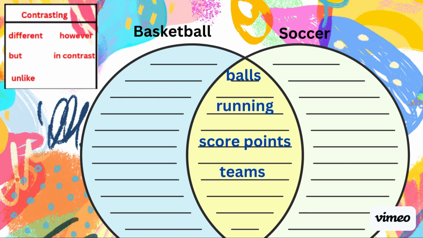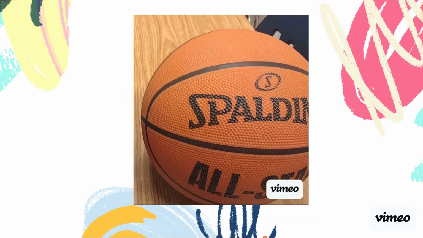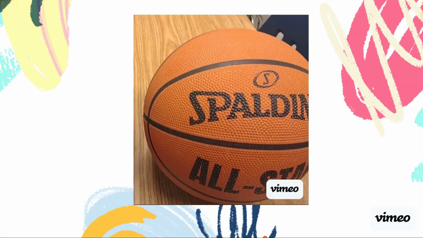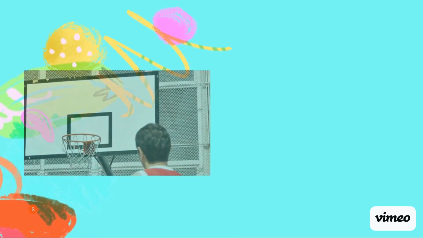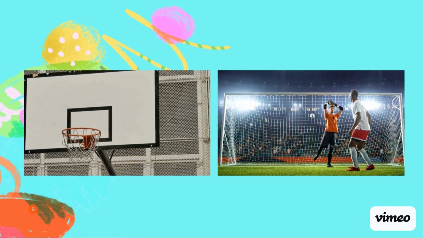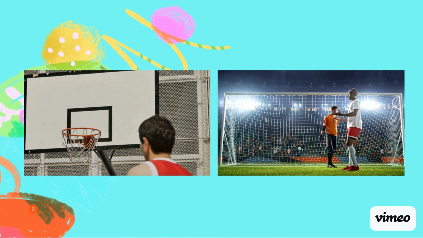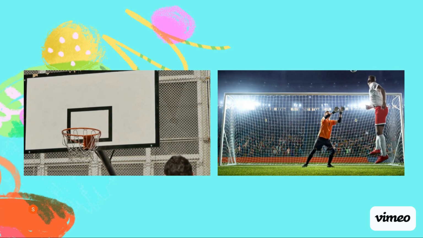Now let's use the contrasting vocabulary to show how basketball and soccer are different. When you play soccer, you use a soccer ball. When you play basketball, you use a basketball. So now let's put basketball under basketball and soccer ball under soccer. In basketball, you score points by shooting the ball in the basket. Unlike basketball, in soccer, you score points by kicking the ball, or in this case, using your head to get the ball into the goal.